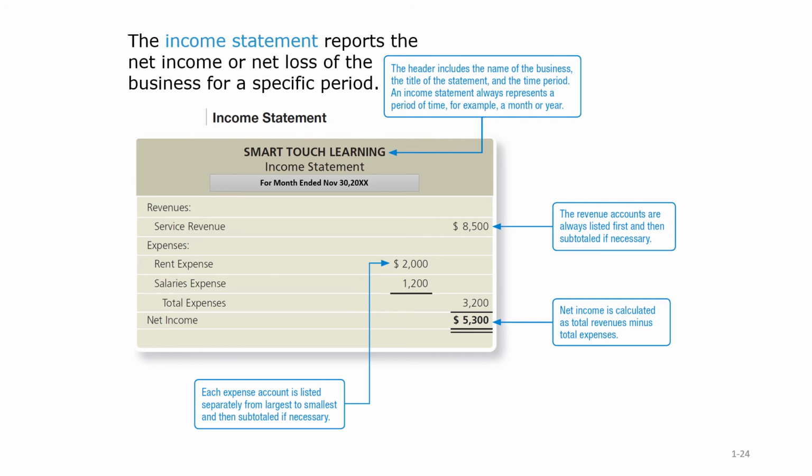You'll note the revenue accounts are always listed first. In our particular example here, we just have service revenue, but as we progress throughout the course, we'll be adding additional types of revenues in this category. The next component is the expenses.